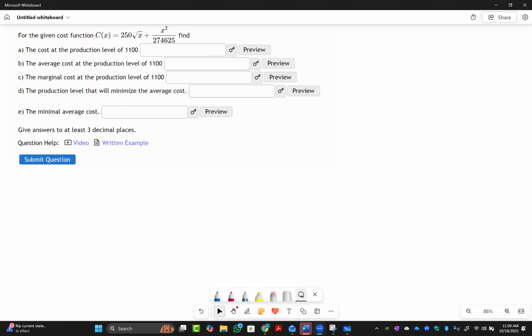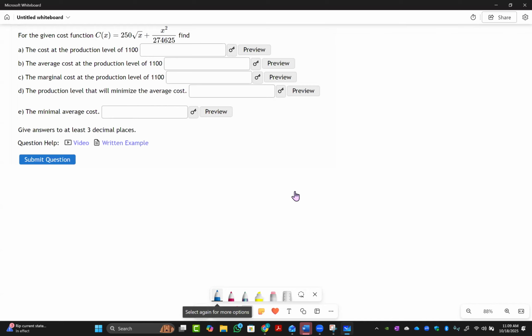Production level at 1100. I'm thinking it's asking us for the rate. But listen, look at what it says. Don't think about what you think it might mean. Look at what it says: the cost at the production level of that amount, 1100. So what does 1100 mean? What does a production level of 1100 mean?